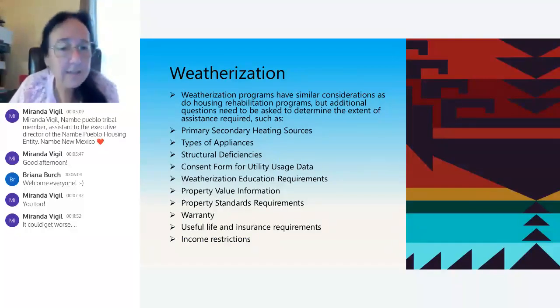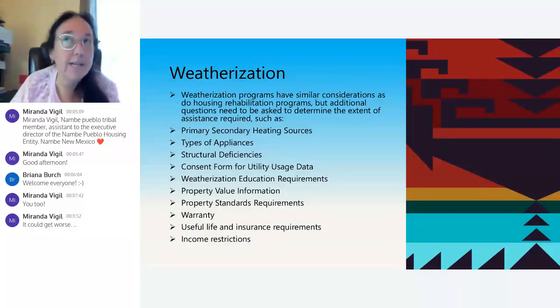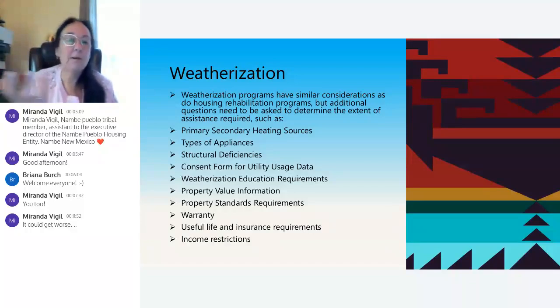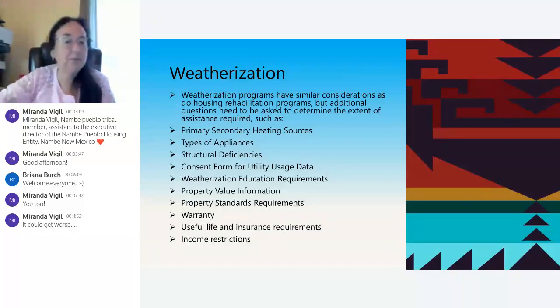Weatherization programs have a lot of the same considerations as rehab, but additional questions also need to be asked to determine the extent of the assistance that is required. Is this your primary or your secondary heating source that you're trying to repair? Or, what type of appliances? Are you using gas or are you using electric stoves? Things like that. Do you have any structural deficiencies? Do you have a consent form to see their utility usage data? Weatherization education requirements, property value information, property standards requirements, warranty of those products, useful life and insurance requirements, and your income restrictions.